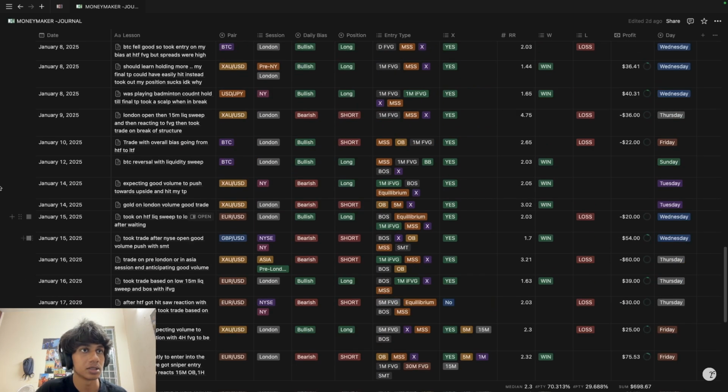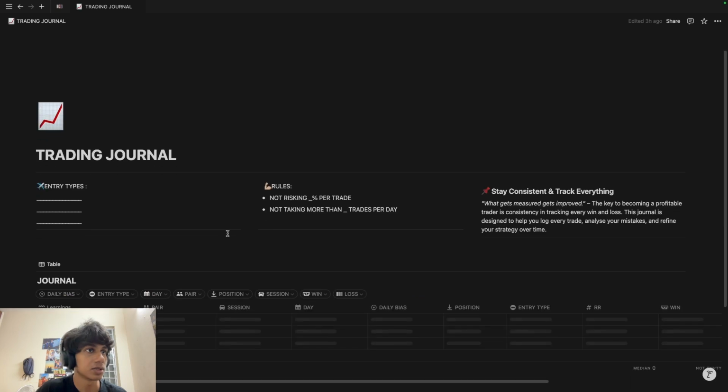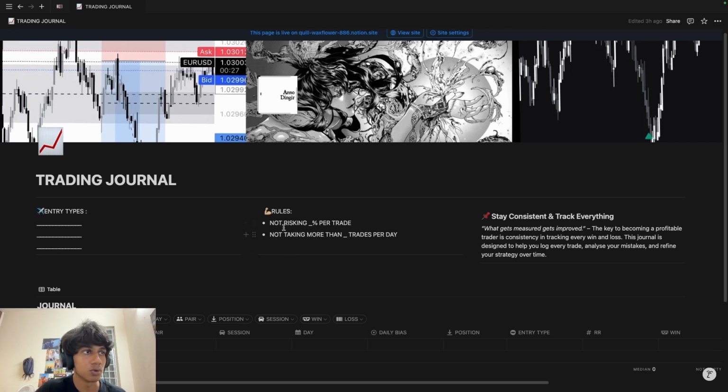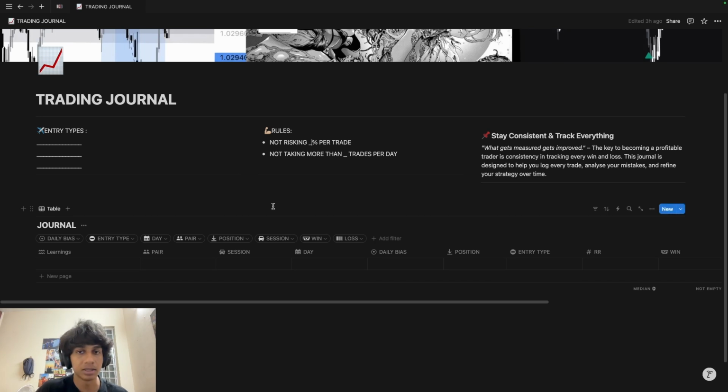So the template which I'm sharing with you guys is this one. It'll be like this. You can add your entry types, what type of entry you are taking. So let's say you're taking based on market structure shift, or support and resistance, some pattern breakout, something. You can add it out here. And some rules: I'm not risking more than 1% per trade, and I'm not taking more than 2 trades a day. This is like motivation.